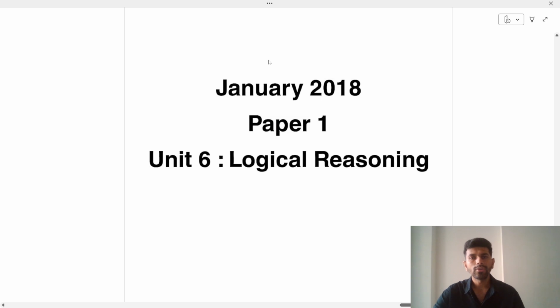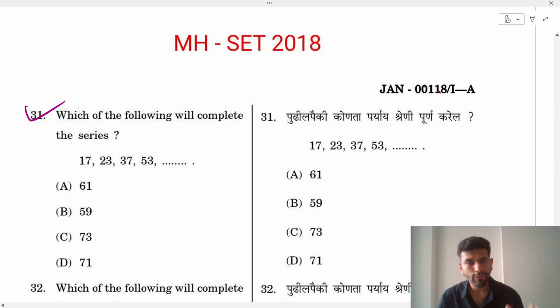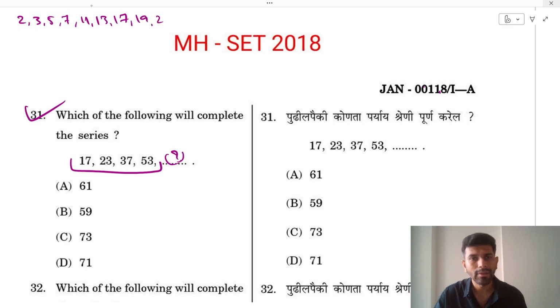We have completed the 2019 question paper. Let's start with the 2018 question paper. Question number 31. Which of the following will complete the series? 17, 23, 37, 53. Next number. All these numbers are prime numbers. Prime numbers are those numbers which are divisible only by 1 or by itself. For example, 2, 3, 5, 7, 11, 13, 17, 19, 23 and so on.